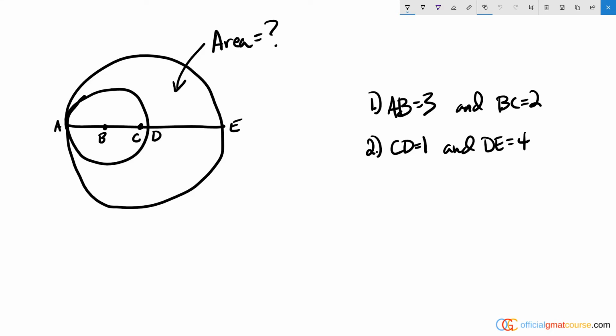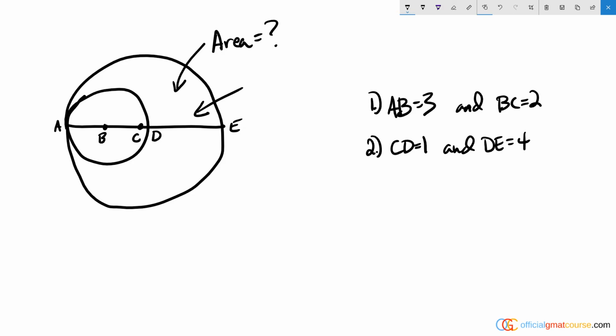So we are asked to find the area of this outside area, which is inside the larger circle, but not inside the smaller circle. So we need some information about lengths for sure, because this is a value question. We're asked for the area. We need to nail that value.